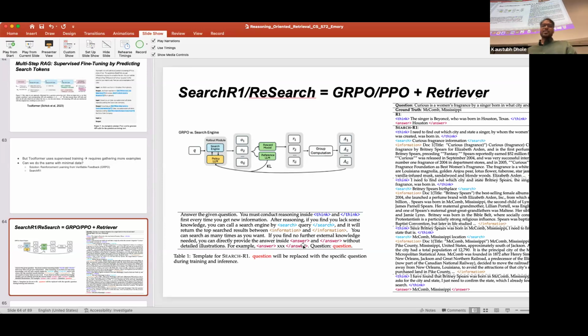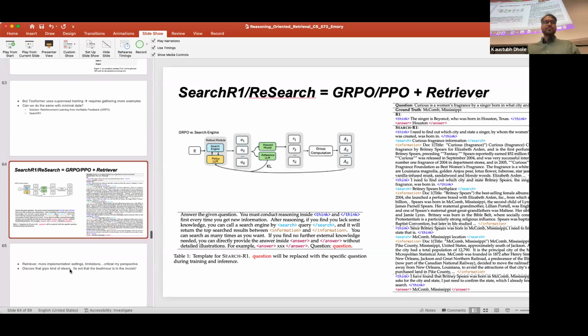So essentially, during inference time, we pass this prompt. During training time as well, we pass this prompt, and we hope that the model will generate these intermediate search queries, and whatever the search results are, that would be put in the information token, and then we'll stop as soon as we see the answer tokens. So this is what SearchR1 did, right?